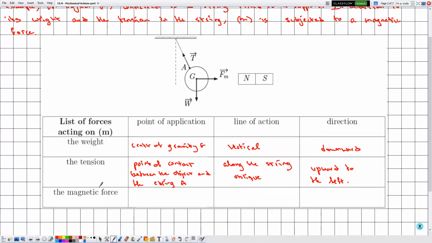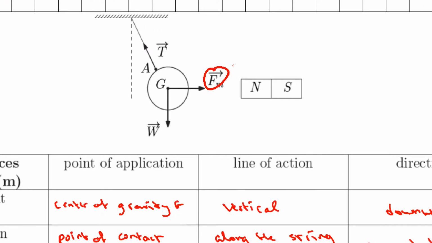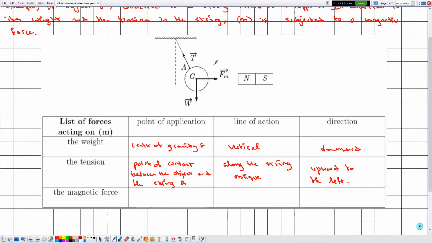And now as for the magnetic force, because it is classified as acting at a distance, being one of the three forces that act at a distance given by the weight, the electric or the magnetic, the point of application will be the center of gravity G. Now the line of action in this case is horizontal, and the direction is to the left. Sorry, to the right, because notice that the arrow is pointing to the right and the solid M is being shifted to the right.